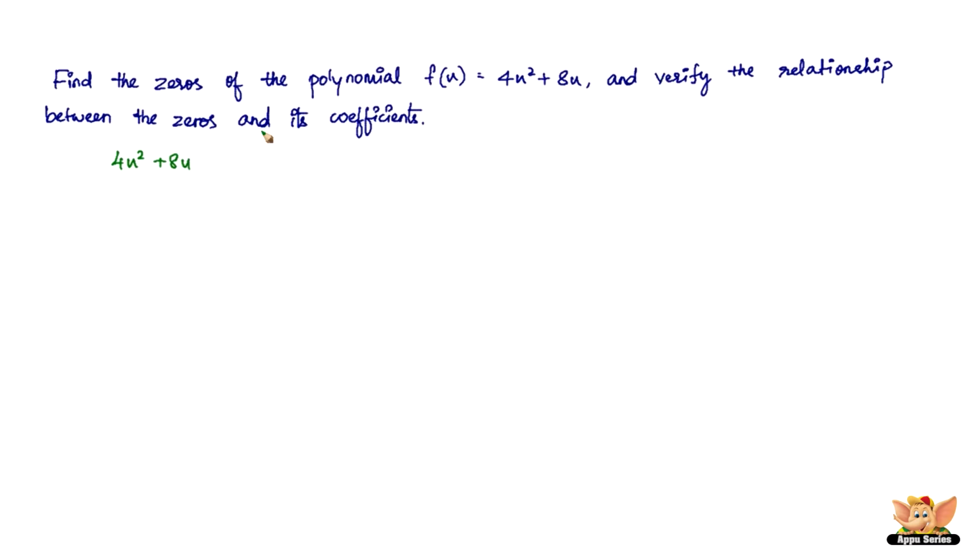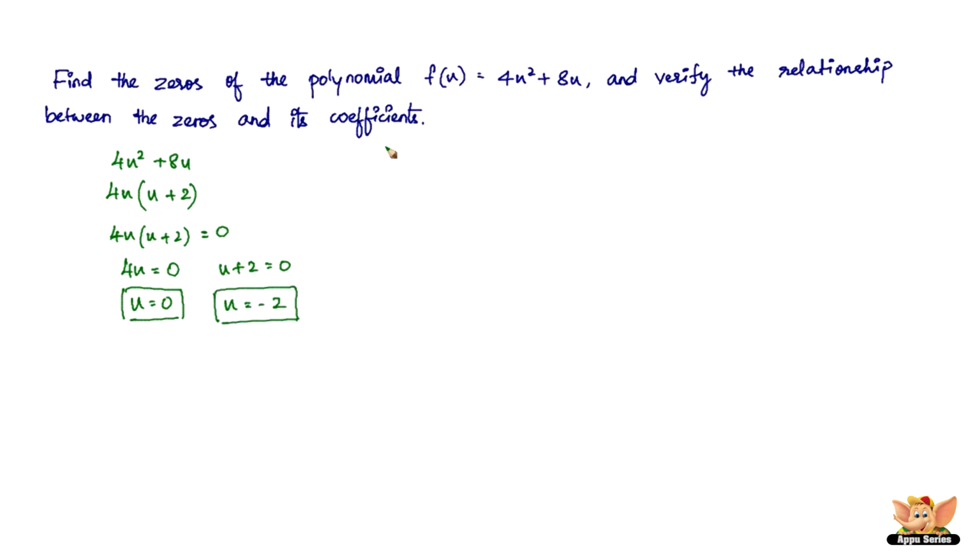Right? Before we can verify the relationship between the zeros and its coefficients, we have to find the zeros, for which we have to factorize. So taking 4u common, you can see that both the terms have got 4u, we get u plus 2. So since we have to find the zeros, we need to equate this to zero and find the values of the unknown, that is u. So 4u equal to 0 and u plus 2 equal to 0. So u will be equal to 0. So 0 is one of the zeros and u equals minus 2 is another zero.